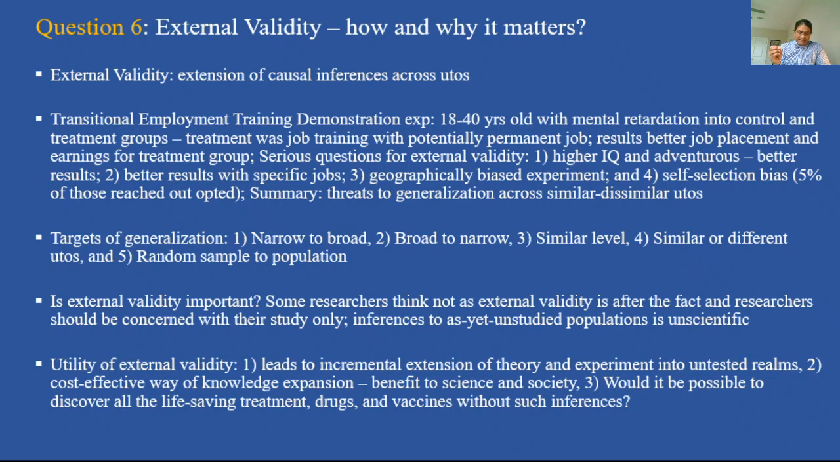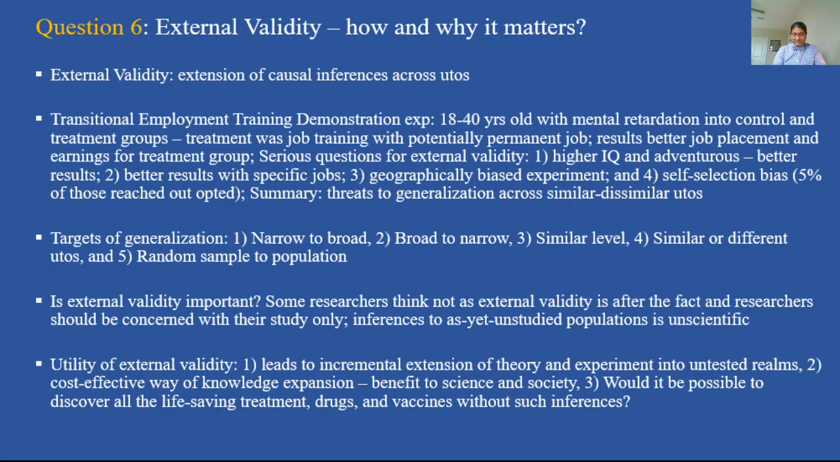Now, in the textbook, there is an example given of a transitional employment training demonstration experiment, which entailed assessing the effect of training along with unsubsidized and potentially permanent job placement by randomly assigning 18 to 40-year-old adults with mental retardation to a control and a treatment group. The results found were that the treatment group had better job placements and earnings. So the results were good in terms of the outcome. But the authors, however, raised serious questions about external validity in the experiment.